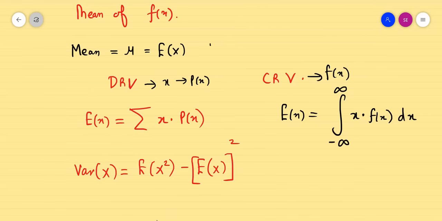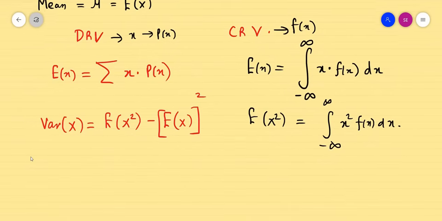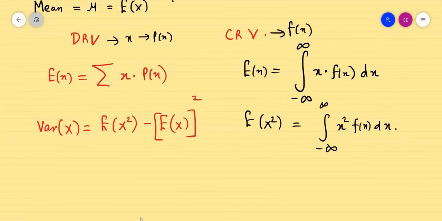So for variance, you need to find x square. X square means the same thing: from minus infinity to infinity, you have to find x square f of x dx, and you subtract this. The variance formula is going to be the same for both cases. Is it clear, ma? So variance of x is going to be E of x square minus E of x whole square. So you have to find E of x.